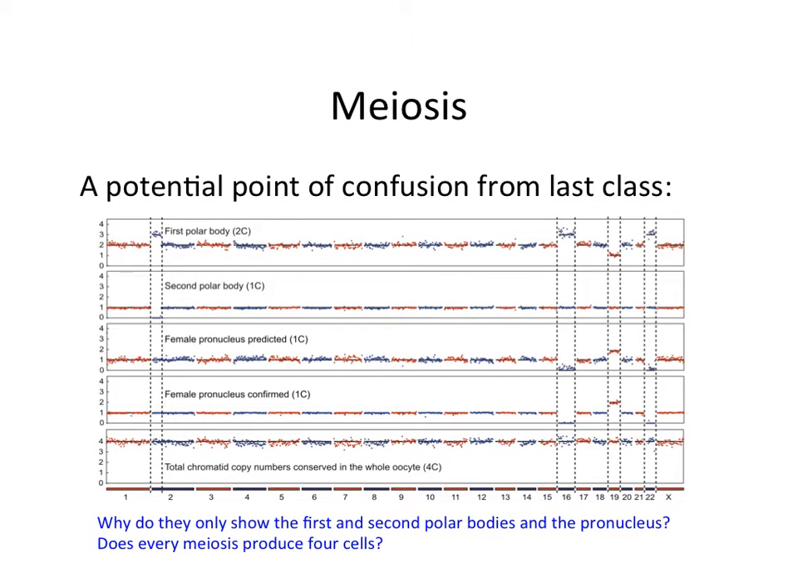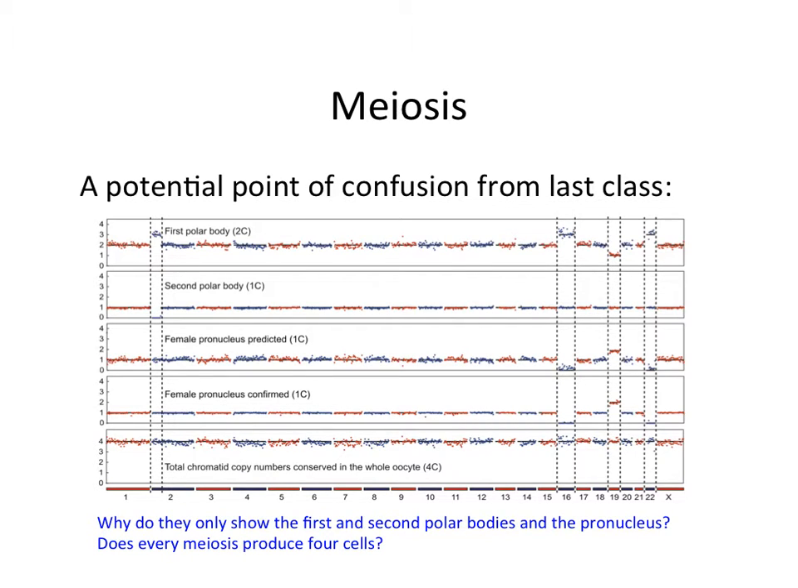What are these two things? One of them better be an egg, an oocyte. What's the other one? It's another polar body. So this is the first polar body after the first division, and the second polar body after the second division. So you get one oocyte, you get two polar bodies. I believe, if you look back at the video from last class, I showed this polar body dividing.